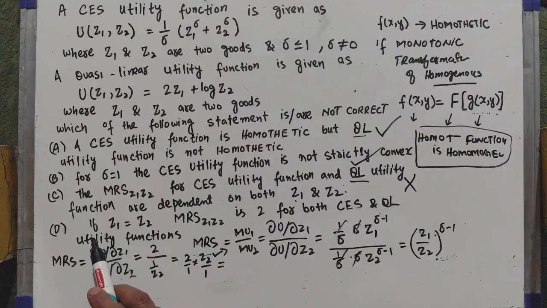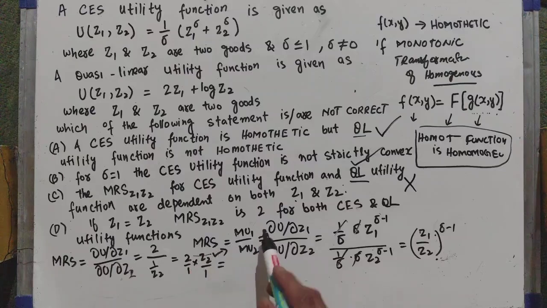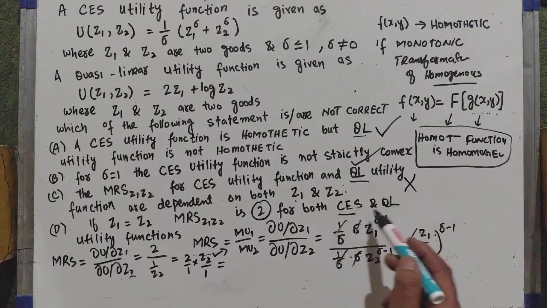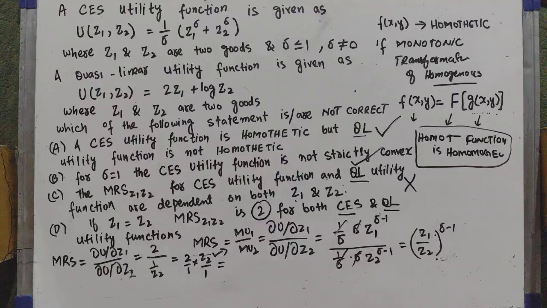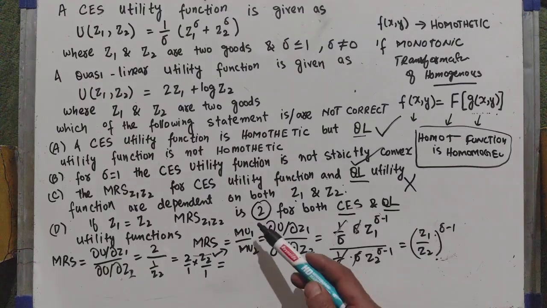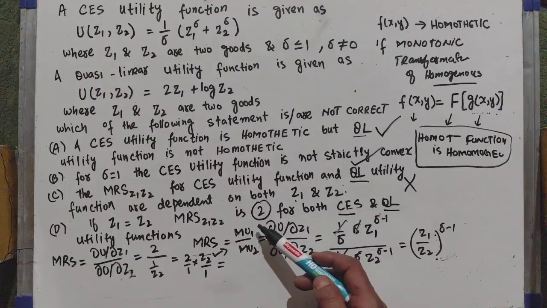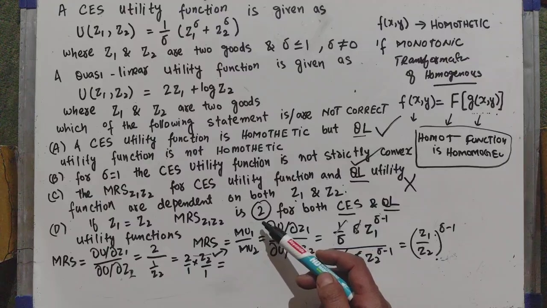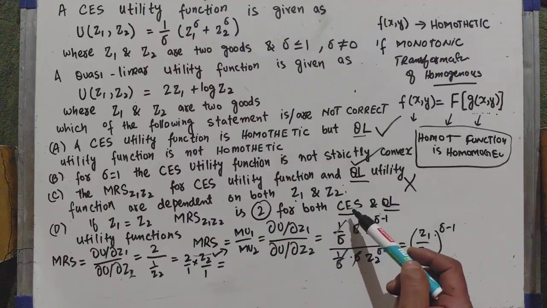Coming to the last option, that is, if z1 is equal to z2, MRS is equal to 2, for both the CES and quasi-linear utility functions. Let us see for CES. Let us first find out for CES.